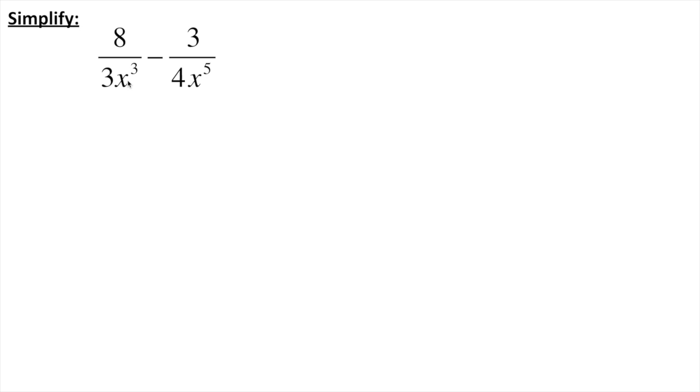Now we've got to deal with the variables. The variable in this case, we see we've got an x and we've got an x over here. What you're going to do is take the highest degree, in other words, the one with the highest exponent. In this case, it's 5. So your lowest common denominator here is going to be 12x to the 5th. Okay, that's going to be the absolute lowest that you can do.